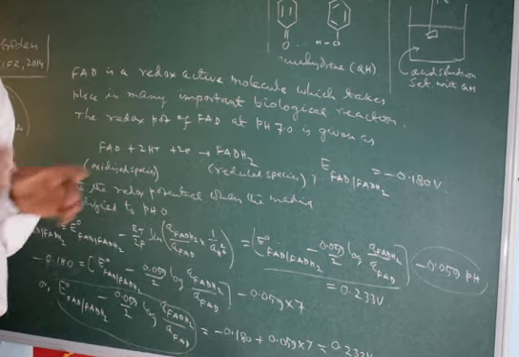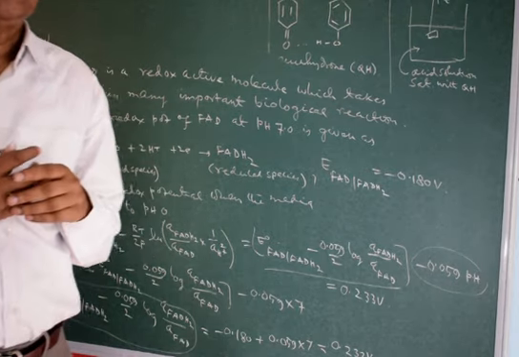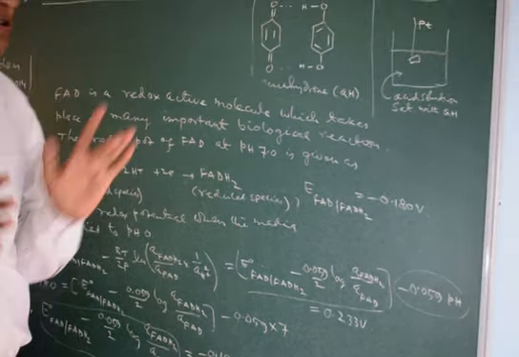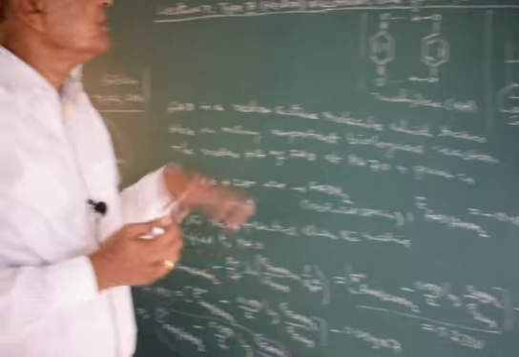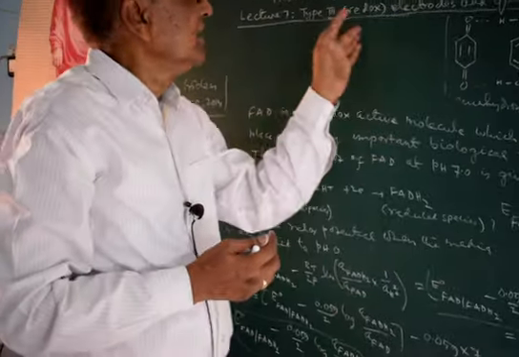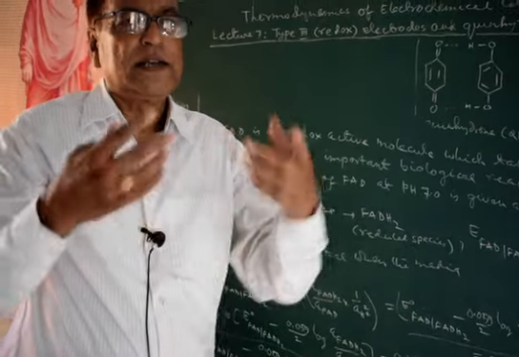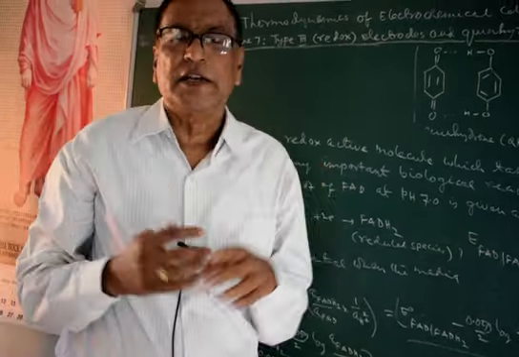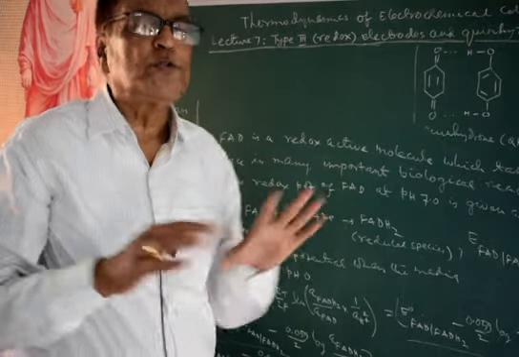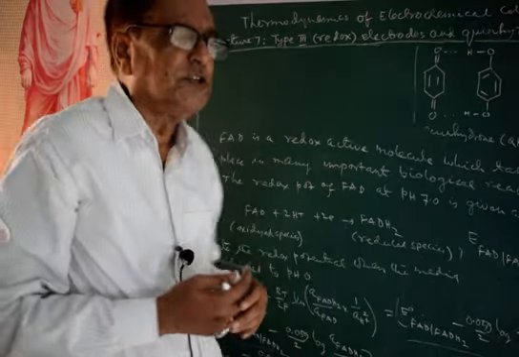So thanks to you all who are watching this. This is all about the thermodynamics of electrochemical cells, type 3 redox electrodes and the quinhydron electrode. In the next class I shall discuss the glass electrode. This is also a very important electrode to determine the pH of a solution.